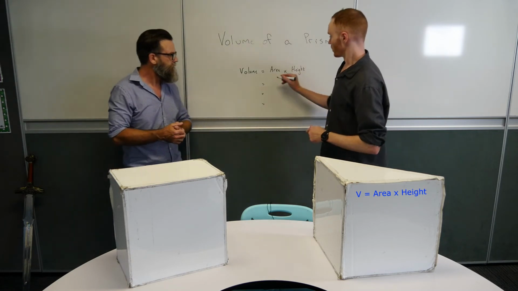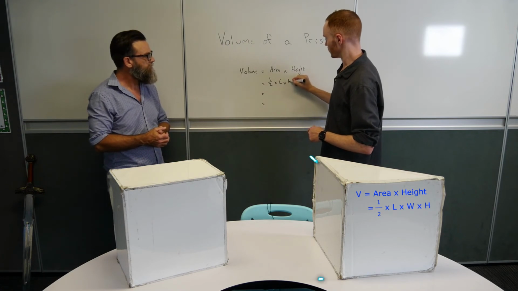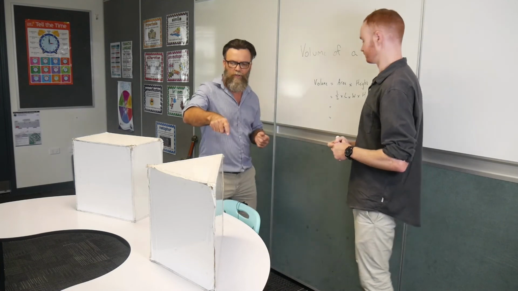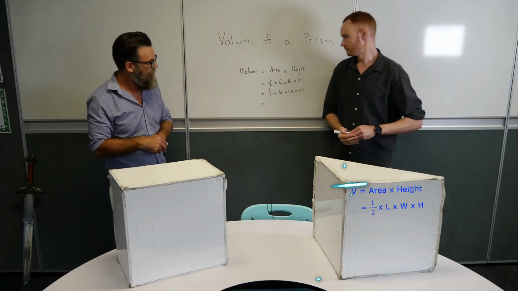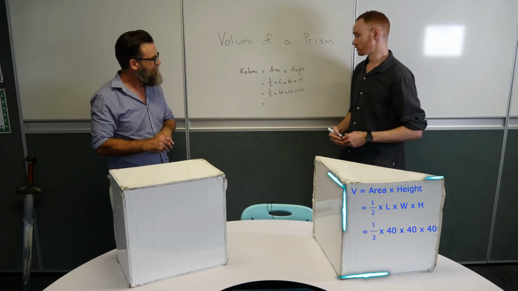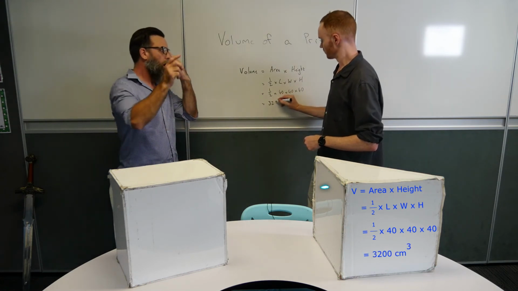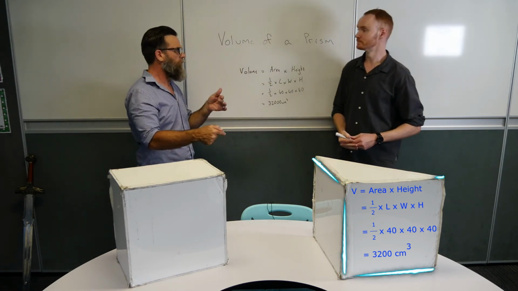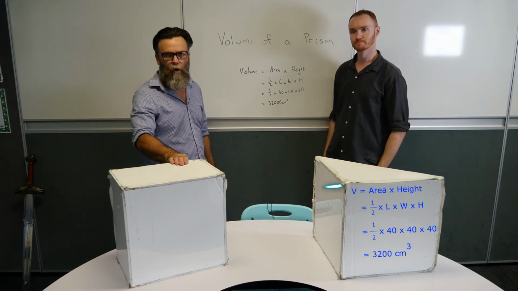So we go half times the length times the width times the height. And this one was still length of 40, width of 40, and a height also of 40 centimetres. So that would solve to 32,000. Absolutely, which is exactly half of the cube that we had before of the similar dimensions 40 by 40 by 40.